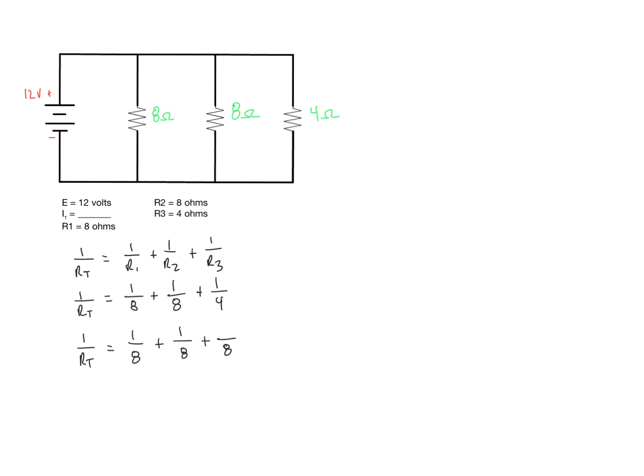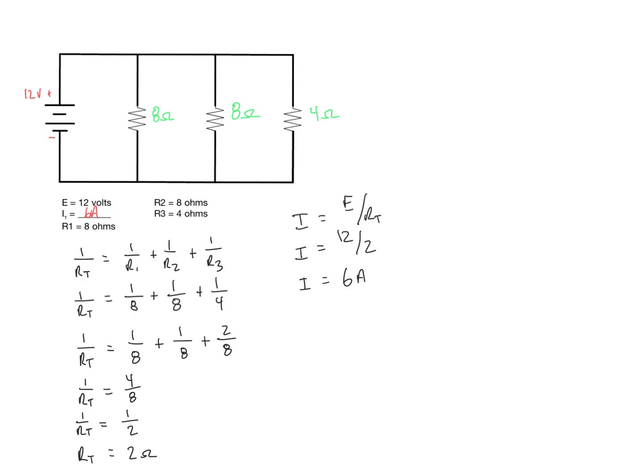Change this one to 8. 4 goes in 2. 4 over 8. So resistance total is equal to 2 ohms. Now we want to solve for current. So current is equal to voltage divided by resistance total. So my current is equal to 12 divided by 2. So my current is equal to 6 amps.